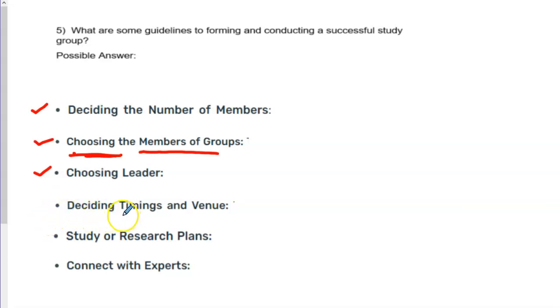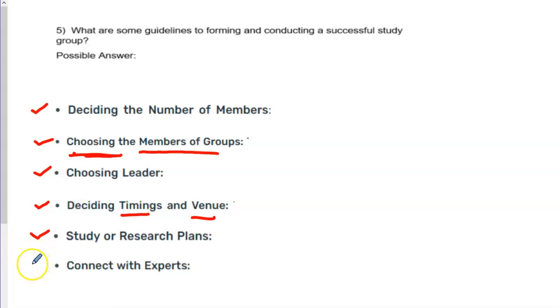You also want to decide timings and venue. Is it online? Is it at a place that you meet to study? Is the time conducive for everybody? Is the atmosphere conducive for everybody? So these are things that you want to think about. The next thing is study or research plans. So what are you going to learn and what materials are available? What do the members bring to the table as far as research and some information is concerned? And so these are things that you would also like to consider for an effective study group.